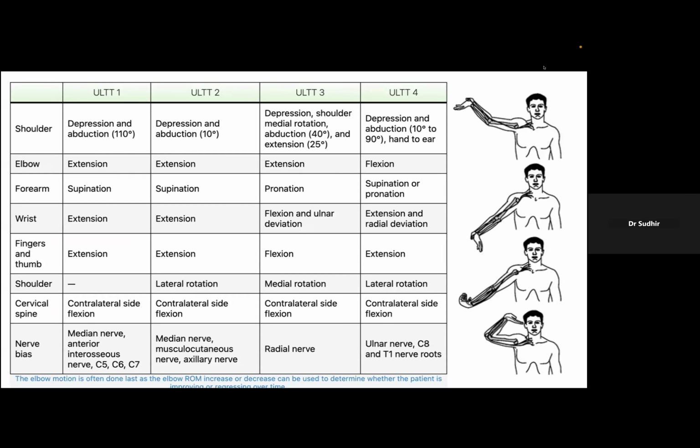So this one is quite a complex test, which is the upper limb tension sign. It has four tests, and as you can see, it stretches the cervical nerve roots, and it is specific for each and every nerve.